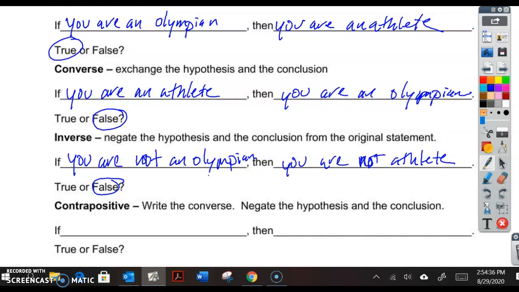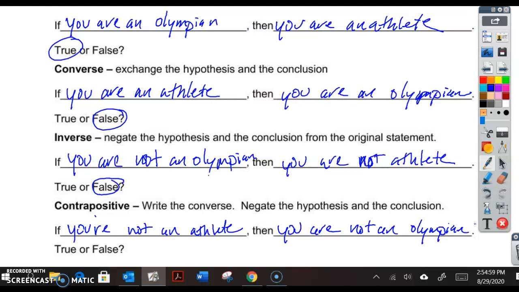And the contrapositive is when you write the converse and then you negate the hypothesis and the conclusion. So you flip it and you make it negative. So if you're not an athlete, then you are not an Olympian. Think about that for a second.